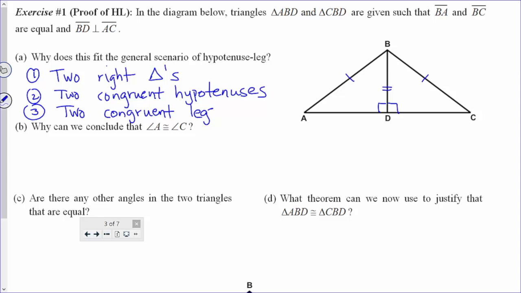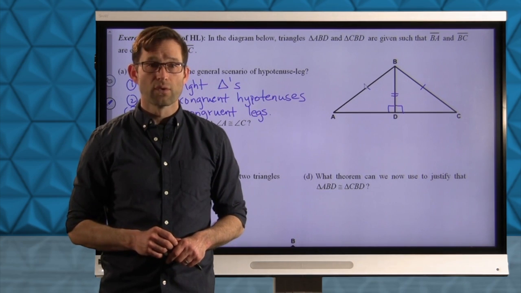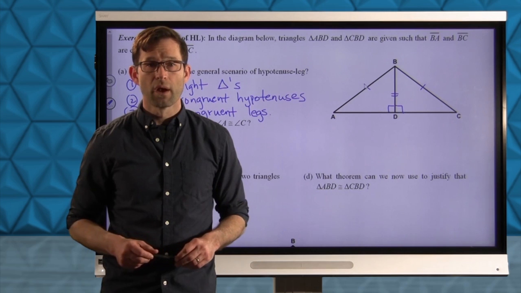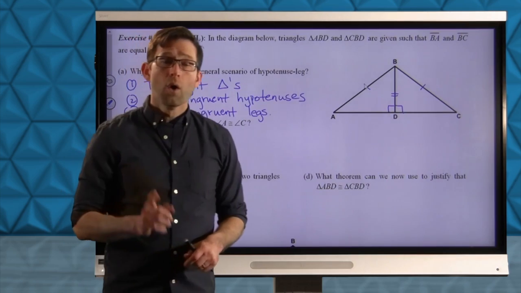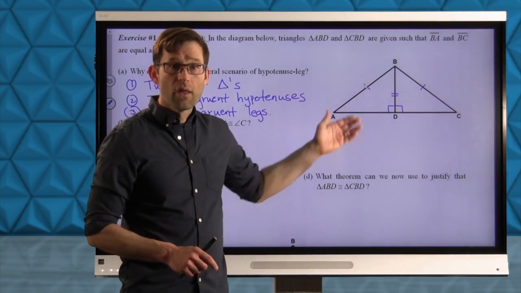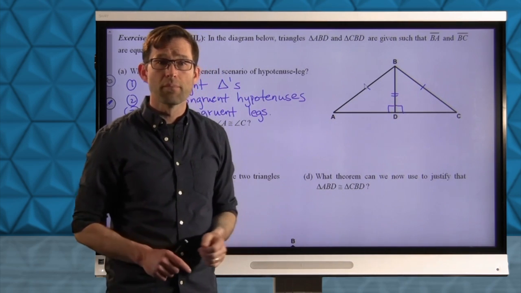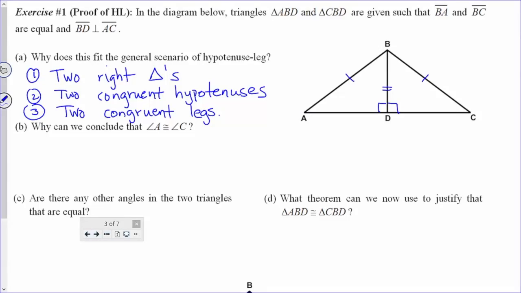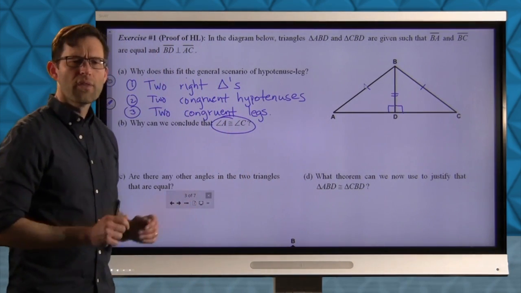Remember, in a right triangle, you've got the hypotenuse, the side opposite of the right angle, and the other two sides are known as legs of the right triangle. Just in case you forgot that terminology from middle school geometry. We still haven't proved hypotenuse leg. We now want to go on and understand why this leads us to conclude that these two triangles are congruent. Let's take a look at B. Letter B. Why can we conclude that angle A is congruent to angle C? Think about that for a moment.